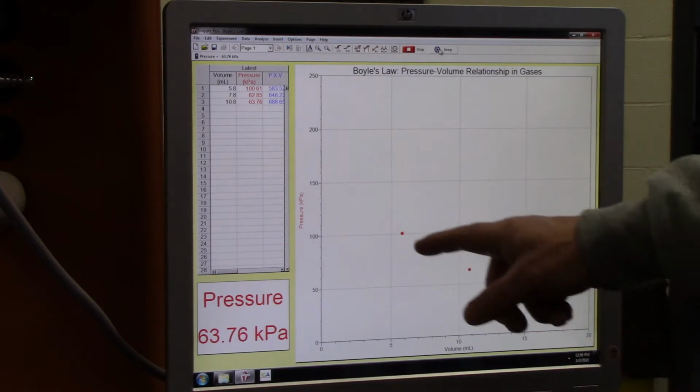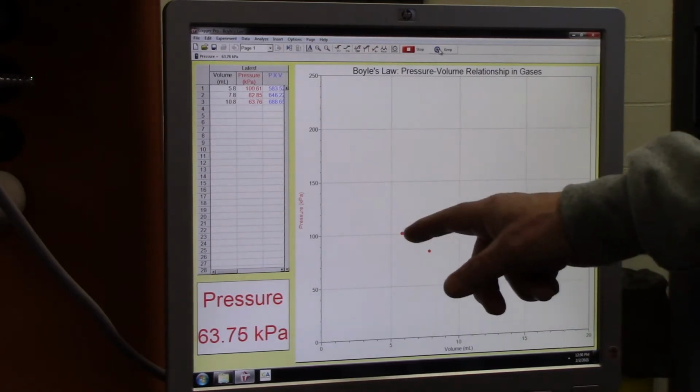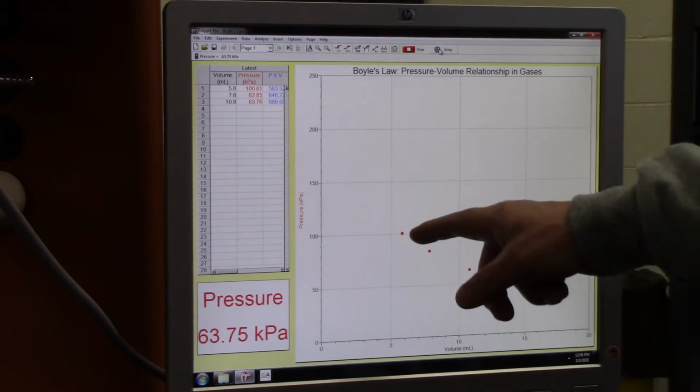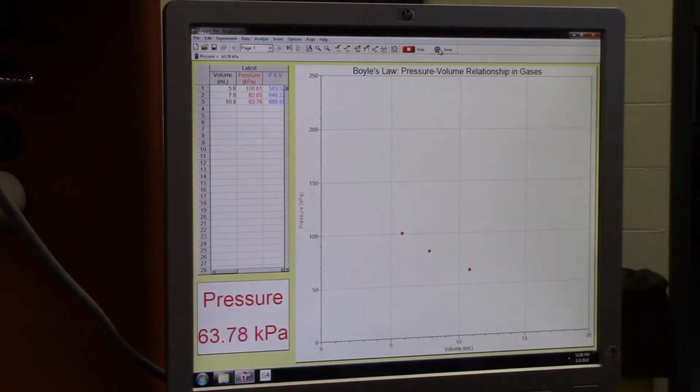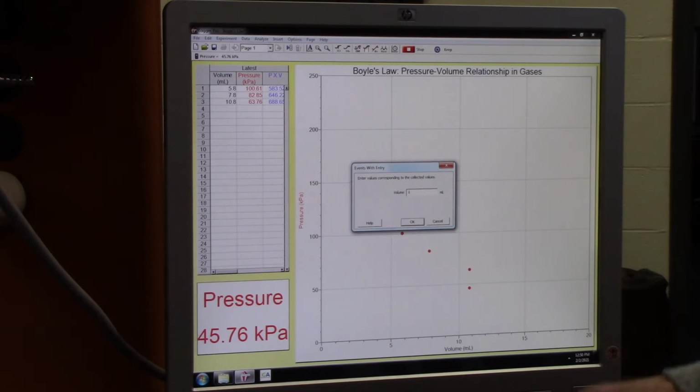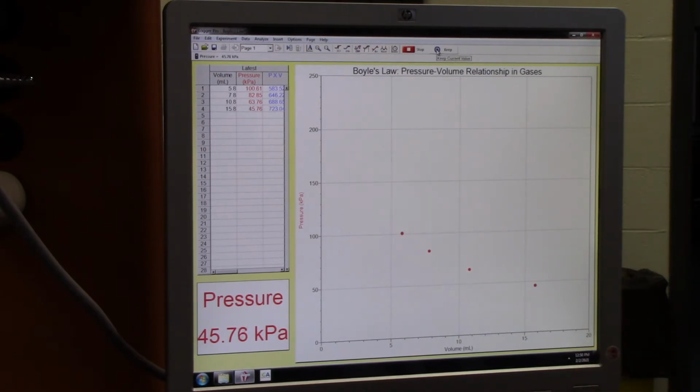Okay, now if you look at the curve, it looks like what you kind of expect. As you increase the volume, the pressure is going down. So now I'm going to go to 15, as close as I can get. Okay, keep that point, and call it 15.8. And then one more, I'm going to go all the way to 20. Okay, and keep that one recorded. And now it's 20.8.